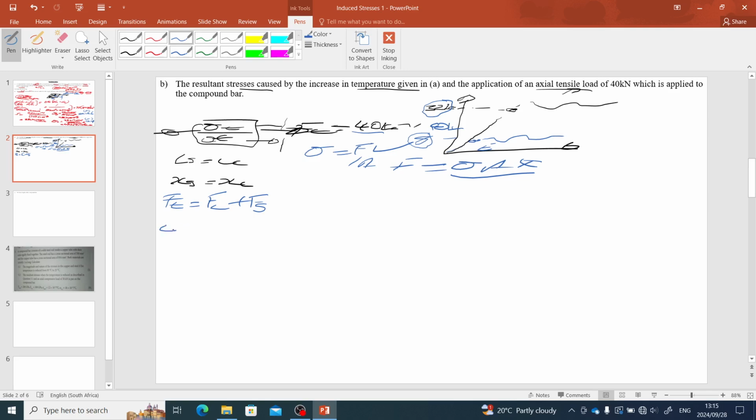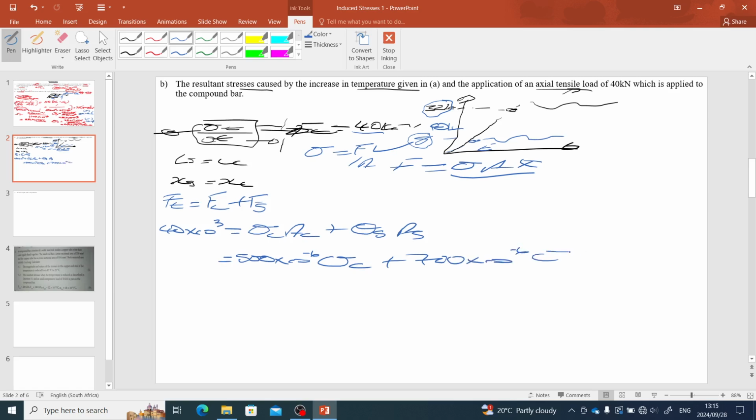Now, we have 40 times 10 to the power 3 equals F equals stress copper times area copper plus stress steel times area steel. Then our area copper is 500 times 10 to the power negative 6 multiplied by stress copper, plus 700 times 10 to the power negative 6 multiplied by stress steel. We'll denote this as our equation 1.